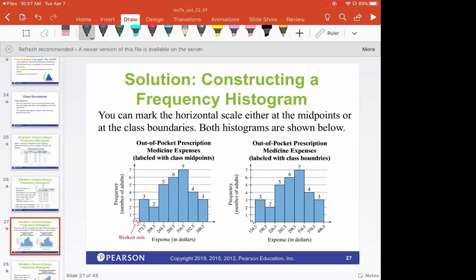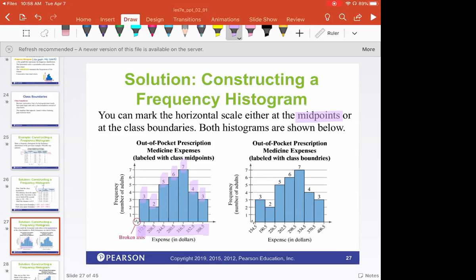You can mark the horizontal scale either as midpoints or the class boundaries. Both histograms are shown below. The reason we took the time to find our midpoints is because that can be one way to write these numbers on the bottom. You can use midpoints, and that way we can show how each one has the appropriate number that matches up, right? So we have a frequency for each one.